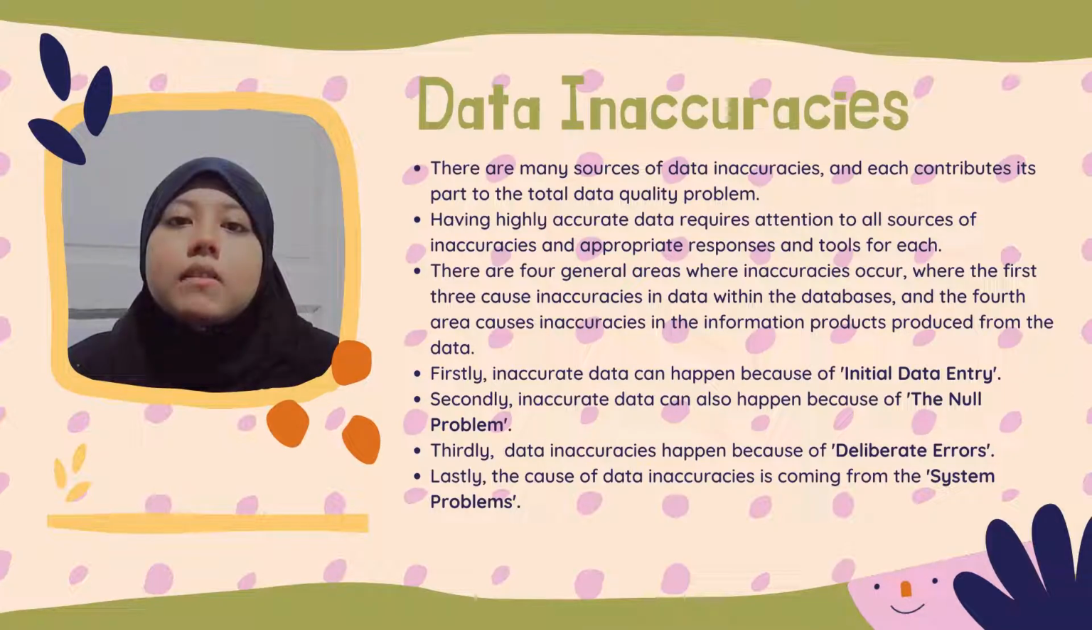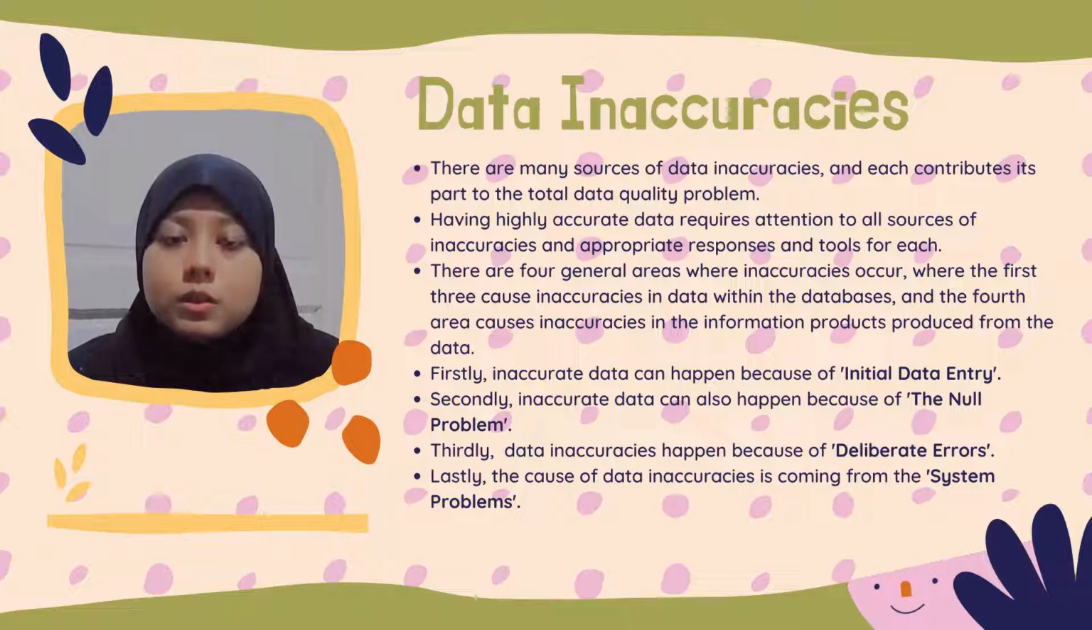Thirdly, data inaccuracies happen because of deliberate errors. Deliberate errors are those that occur when the person enters a wrong value on purpose. There are 3 reasons for this. For example, they do not know the correct information, they do not want you to know the correct information, and they can get a benefit from entering the wrong information.